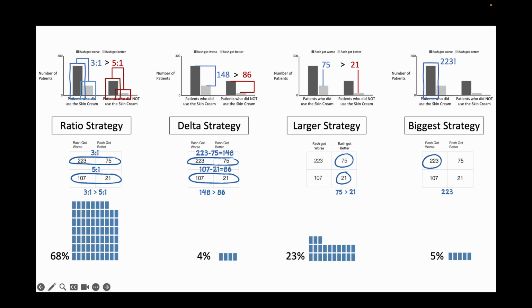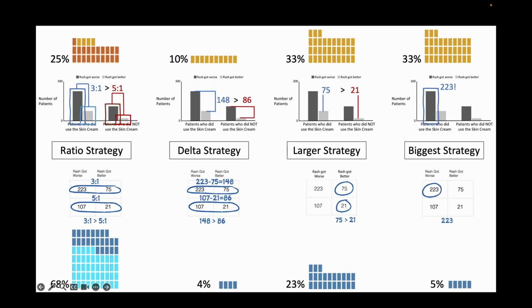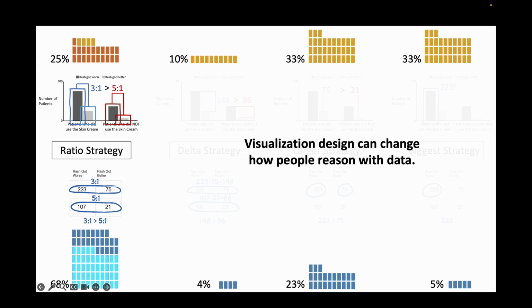Here is the distribution of participants who employed each of these strategies to solve the problem when it was presented to them in the table format. About 45% of the participants provided a correct final answer. We can compare the distribution of strategies for when participants saw the data presented as a table to when participants saw the data presented as a bar chart. And we see that they are quite different. This suggests that visualization design can change how people reason with data.